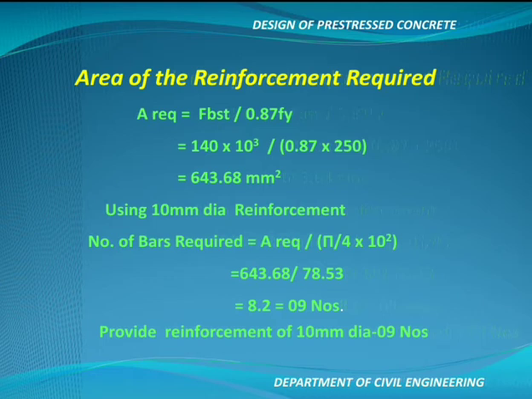So now in this case, we have to provide 9 bars of 10 mm diameter. The best option is we can provide 3 rows with 3 bars in each row. When you look at the figure, this picture will be clear to you all.